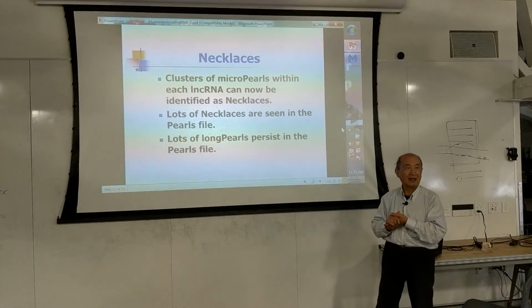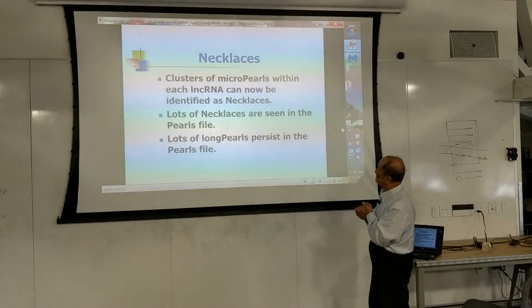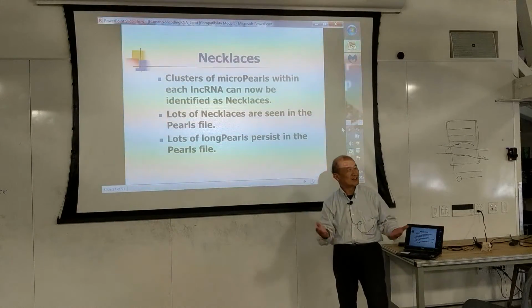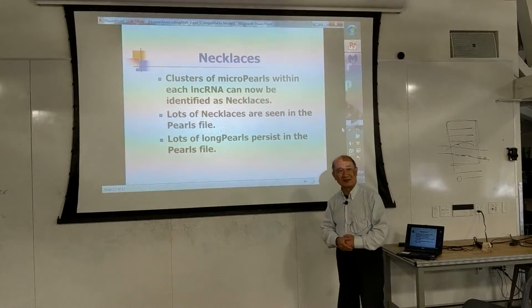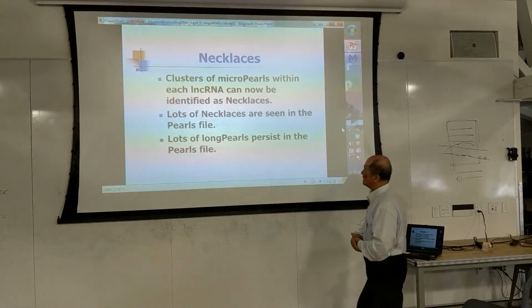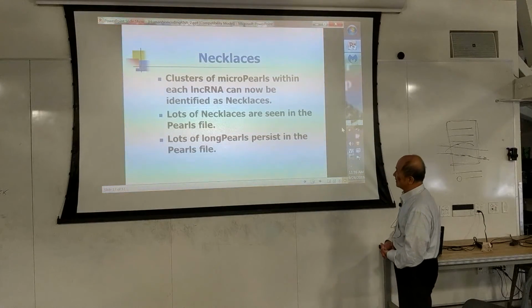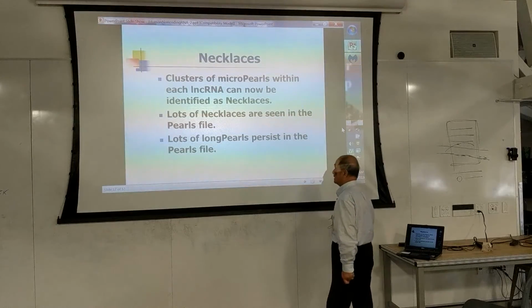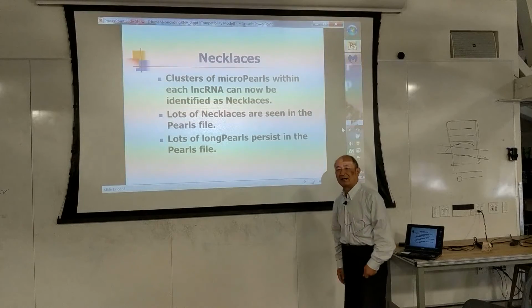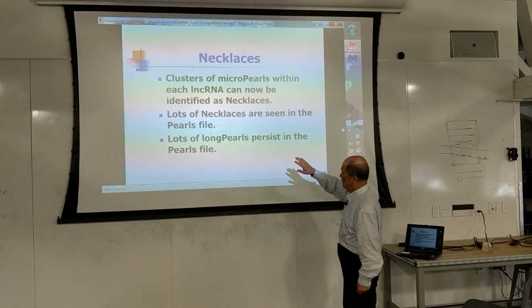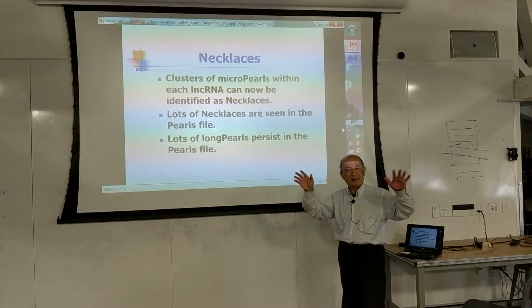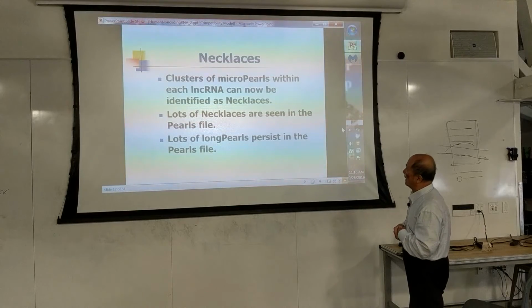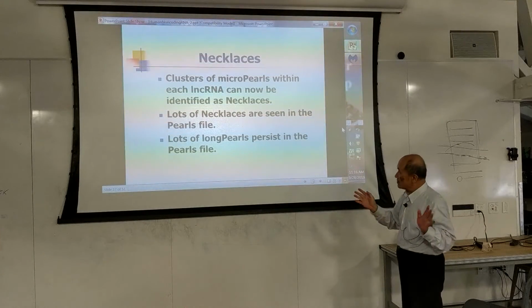But I found lots of necklaces, okay? There's a huge amount of pairs, and there are lots of necklaces. They occurred in many, many different long non-coding RNAs. There are lots of long pairs that persist in the pairs file. So they can still be repeats, still be duplicates of RNA stretches, but they could have function.